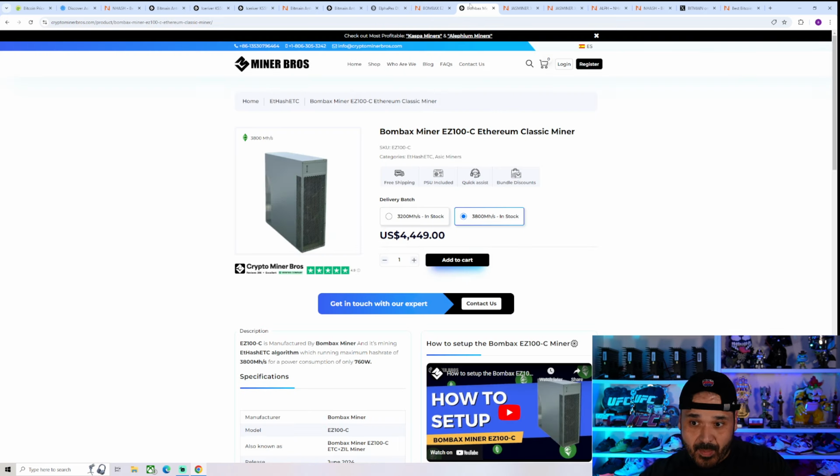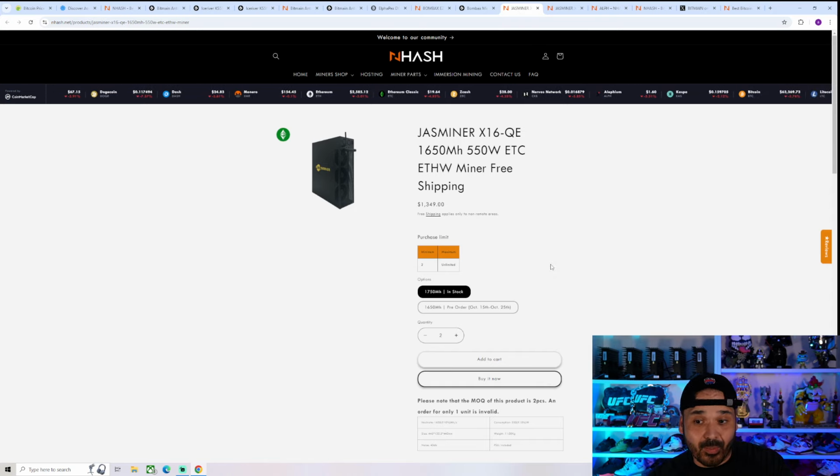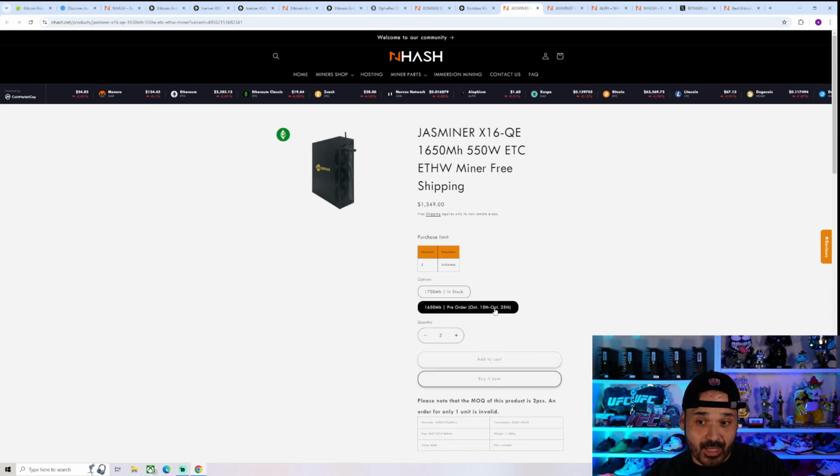Let's compare it with Miner Bros. They have the 3800 megahash unit at $44.49. And the reason it's been lowering is because Jazz Miner is finally beginning to get aggressive with their pricing. So this guy actually did go up in price, right? This was actually lower last month, or the last time we did an update.